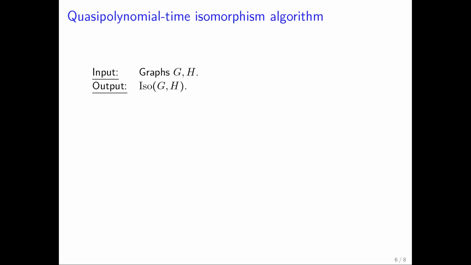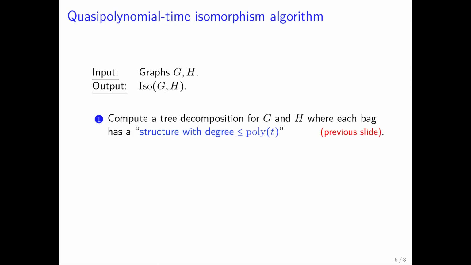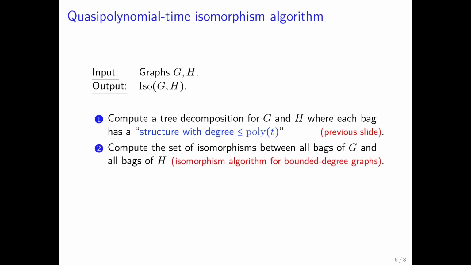So with such a decomposition, I can sketch the algorithm for graphs of bounded treewidth. Basically, we apply this decomposition to G and to the graph H, such that each bag has this structure with bounded degree. Then on the bags of bounded degree, we can use the isomorphism algorithm for bounded degree graphs, which is given by Grohe, Neuen, and Schweitzer. And this algorithm runs in the desired time bound if the degree is bounded by some polynomial in the treewidth. To obtain the set of isomorphisms between the entire graphs G and H, we somehow need to merge these isomorphisms in some meaningful way. And this will be explained on the next slide.